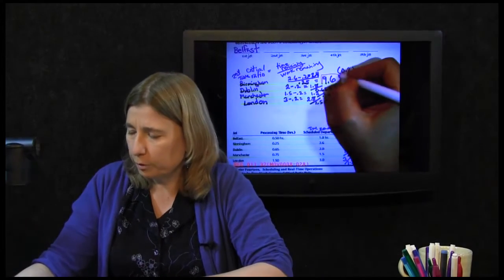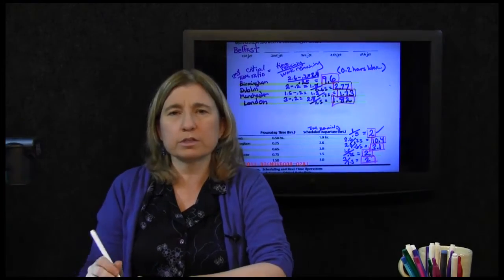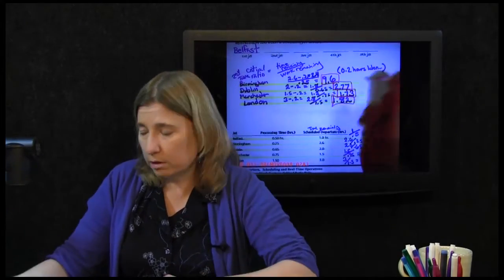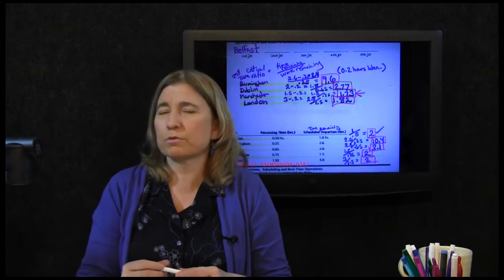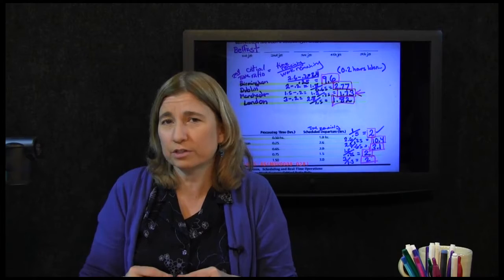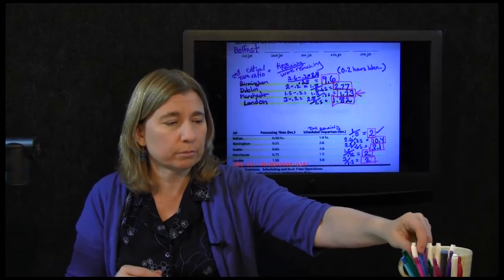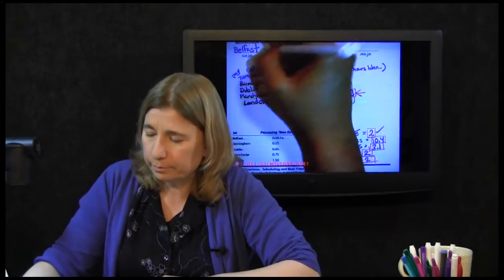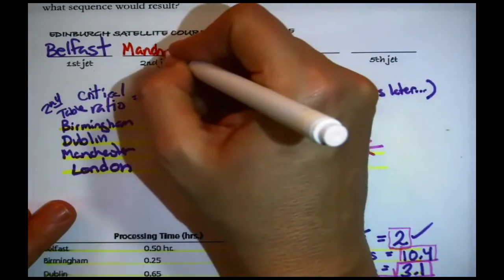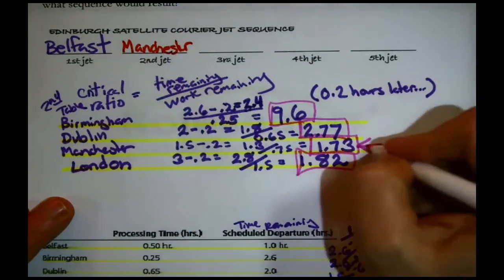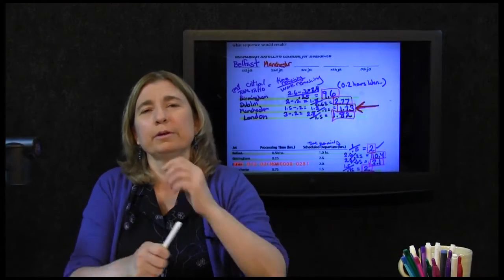So, again, we have a set of values. We're always interested in which one is the smallest one. This time there's clearly a smallest one. 0.2 hours later, the smallest ratio would then be Manchester. Oh, okay. What am I supposed to do with that? Schedule Manchester. Manchester will go next. We know that it's the second jet. Oh, okay. Then what? Then repeat.